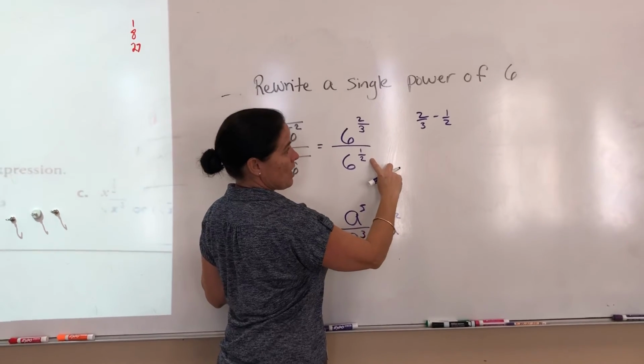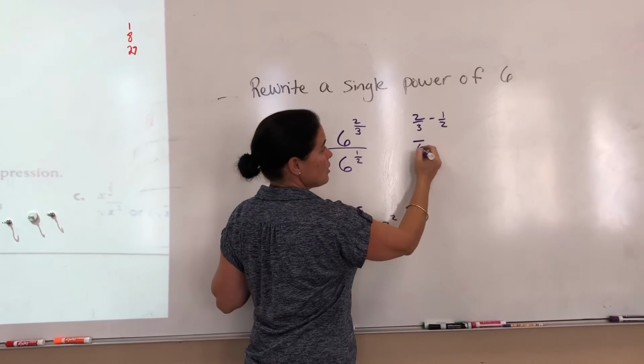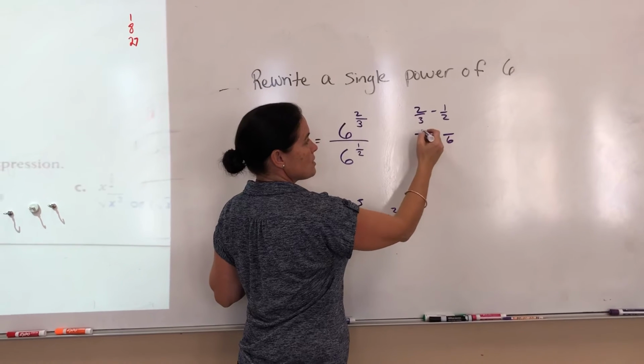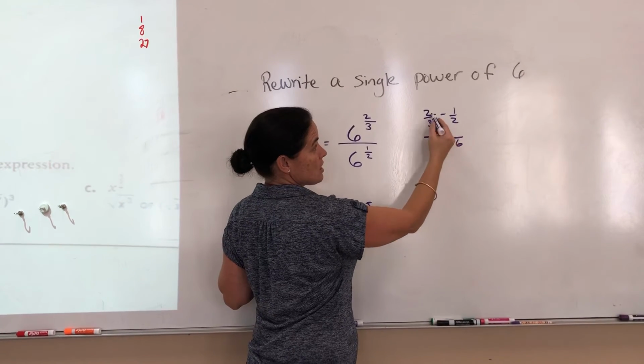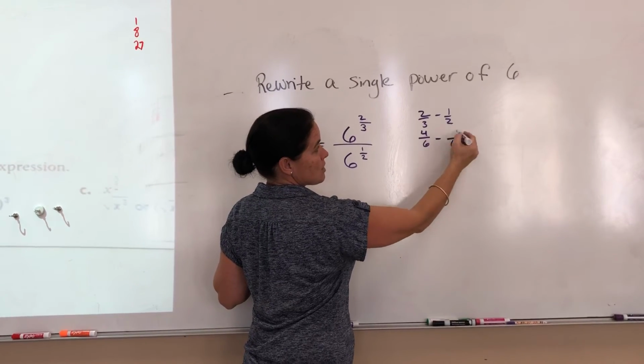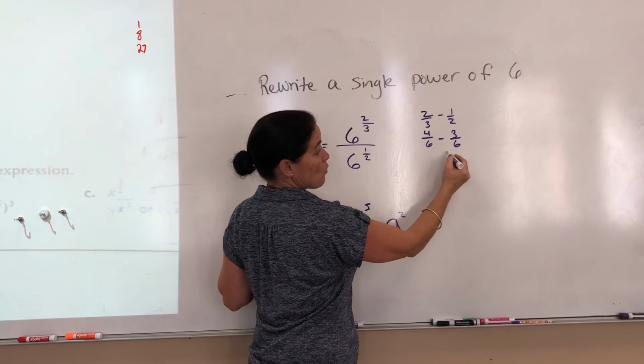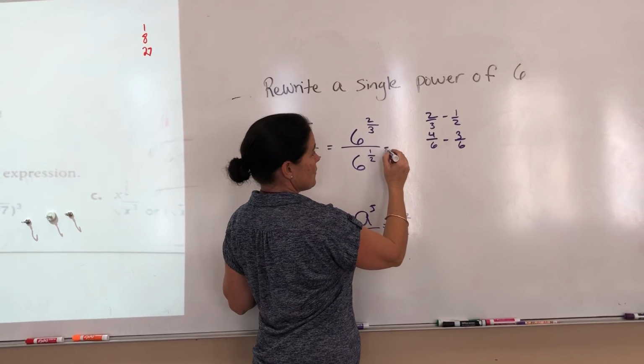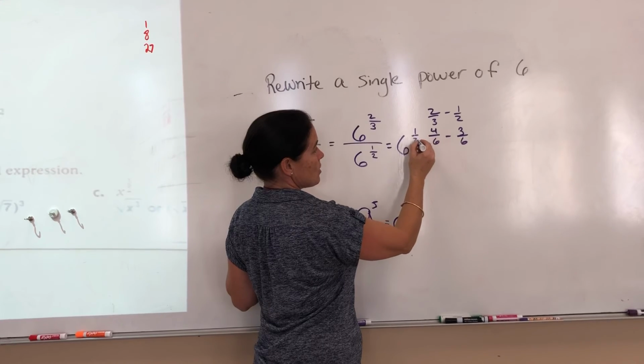2/3 subtracting 1/2. Unfortunately, I have to get a common denominator, but not too tricky. So now this is 3 times 2 is 6, 2 times 2 is 4, 2 times 3 is 6. So when I subtract that, I get 1/6. So my answer ends up being 6 to the 1/6 power.